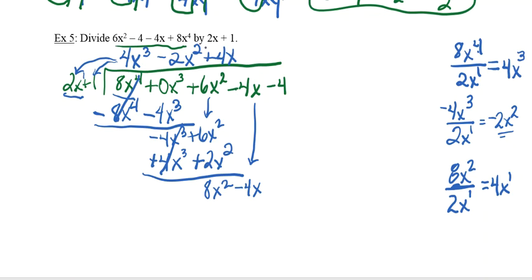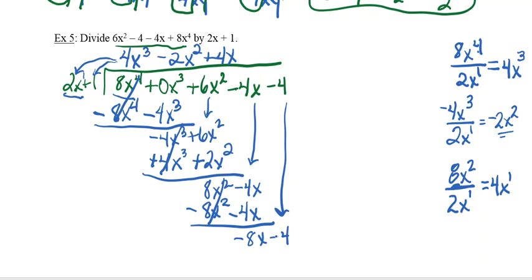4x times 2x is 8x squared. These always match if you did it right. 4x times 1 is 4x. Now I need to subtract. This goes away. Negative 4x minus 4x is negative 8x. Bring down the next term.